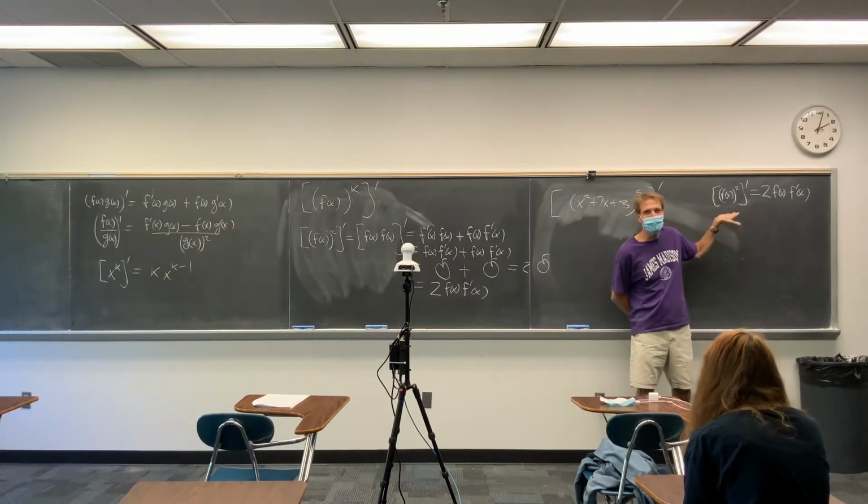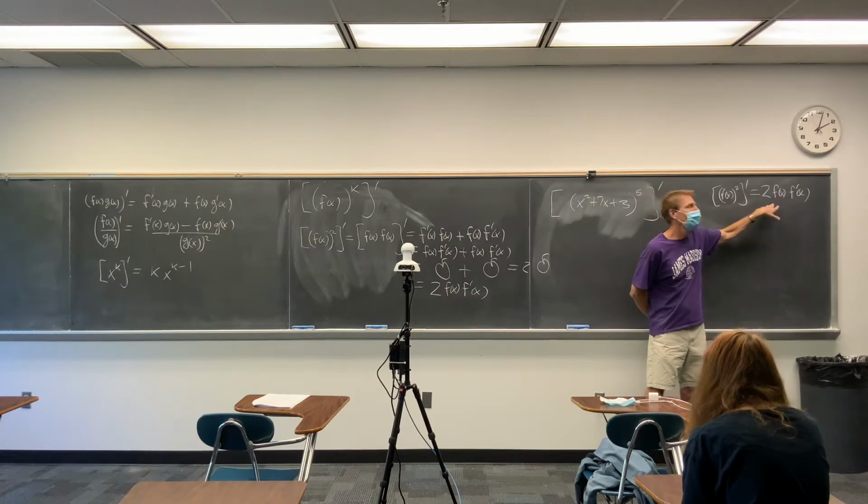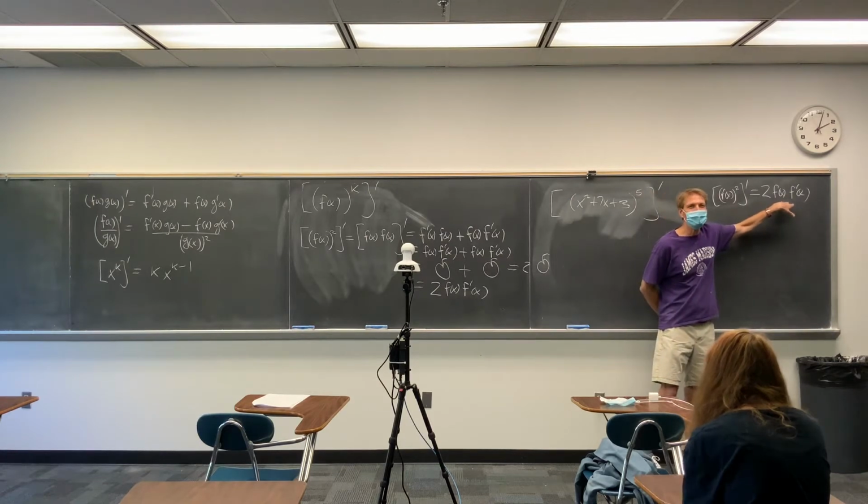Okay, Lindsay, yeah. The derivative of f of x squared is? 2f of x times f prime of x. Say that again, Lindsay. 2f of x times f prime of x.